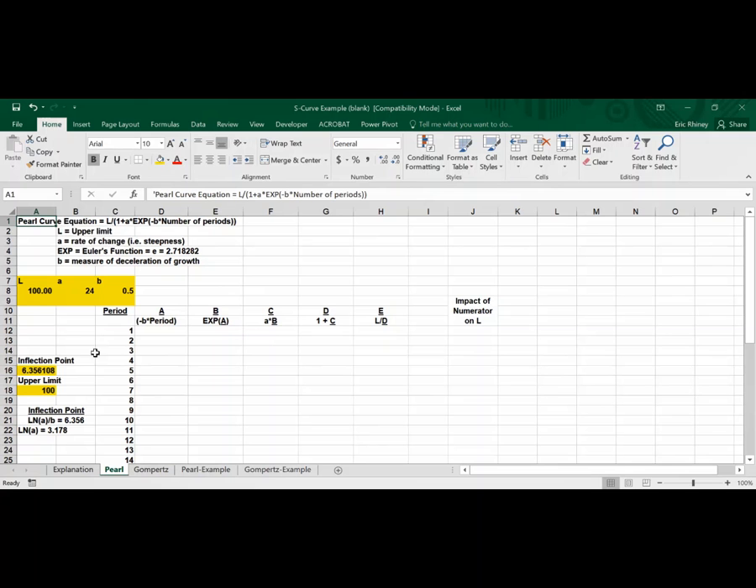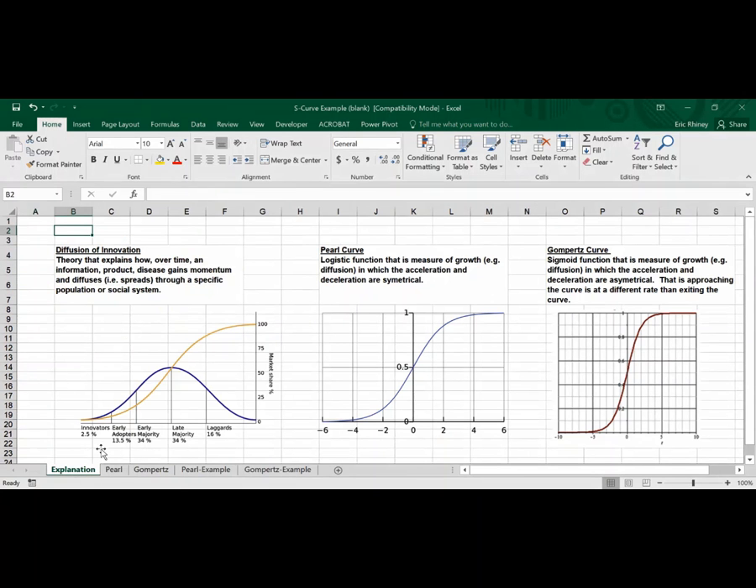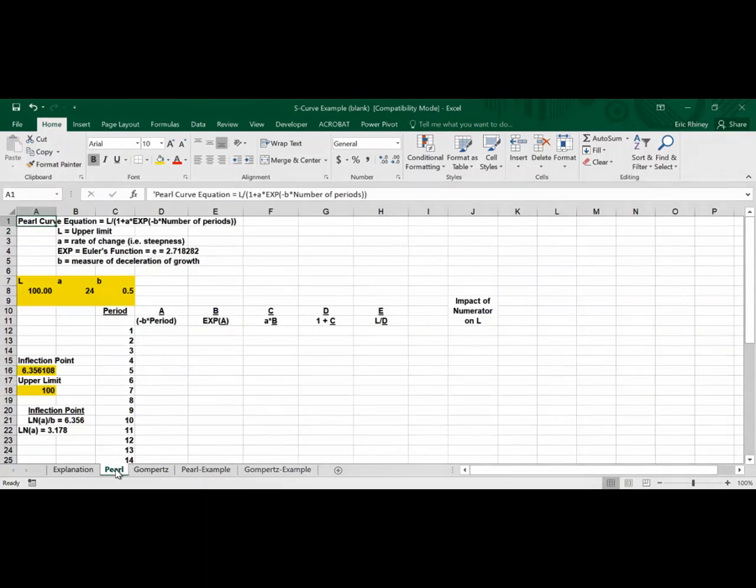L is our upper limit. And if you remember, that's what we want to approach. We want to approach some upper limit here. And that's what L is going to represent, that upper limit for us. We have in our denominator this A, which is going to be our rate of change.